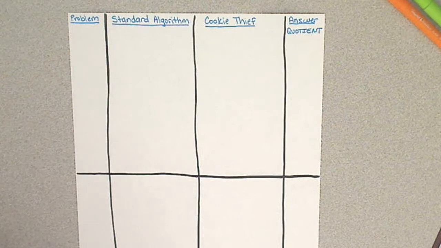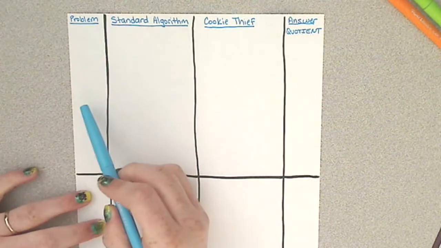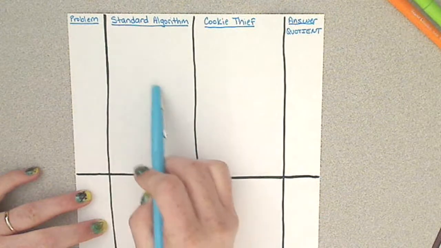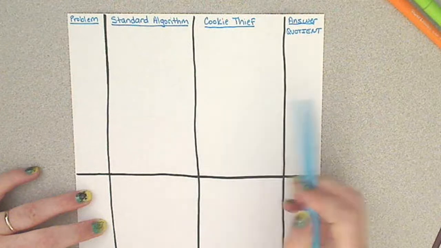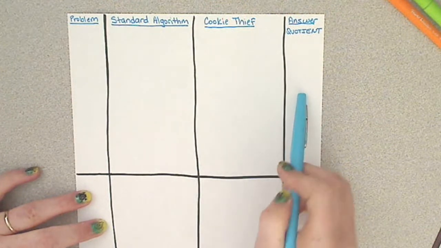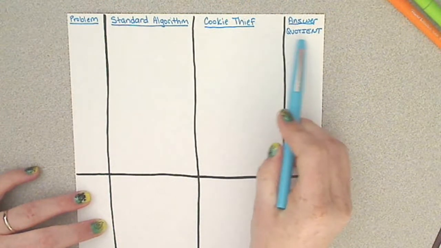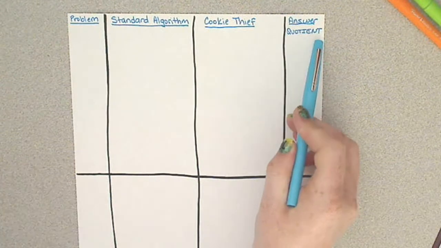So this morning we're going to work in a format kind of like the Avid 3-column, but this time it's going to be the problem. We're going to show the standard algorithm here, the cookie thief method here, and then put our answer here. And remember, the answer to a division problem is called a quotient. So I want you to label that as well.